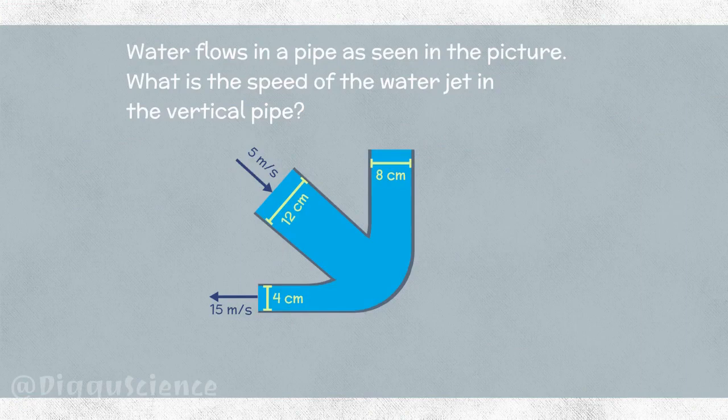Water flows in a pipe as seen in the picture. The question is, what is the speed of the water jet in the vertical pipe?